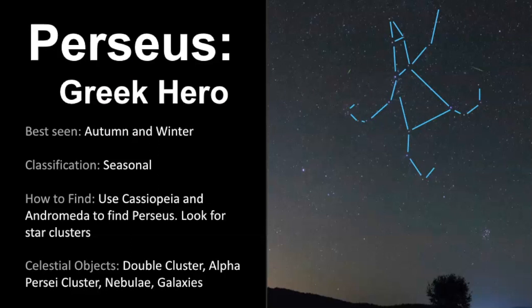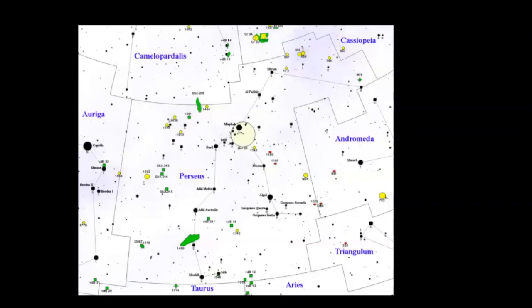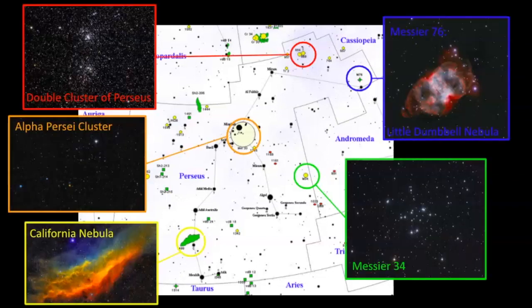And there are lots of celestial objects to try to hunt for. There's the double cluster, the Alpha Persei cluster that I just mentioned. There's a lot of different nebulae and galaxies that exist within Perseus. So these are some of the ones we highlighted. I definitely recommend you trying to find this one, as well as the double cluster and Messier 34. Some of these other nebulae would be difficult to see because of the type of nebulae that they are.